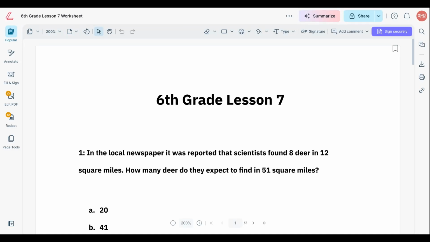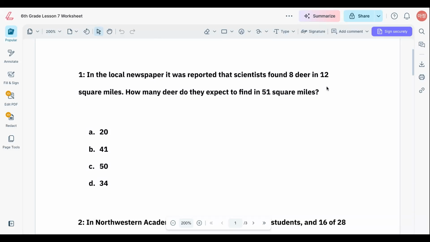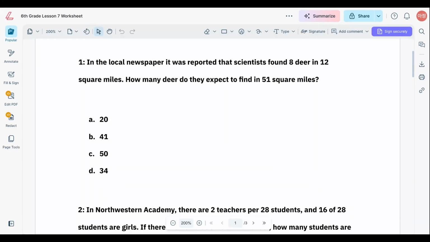Alright, so today we'll be going over 6th grade lesson 7. So number 1, in the local newspaper, it was reported that scientists found 8 deer in 12 square miles. How many deer do they expect to find in 51 square miles?